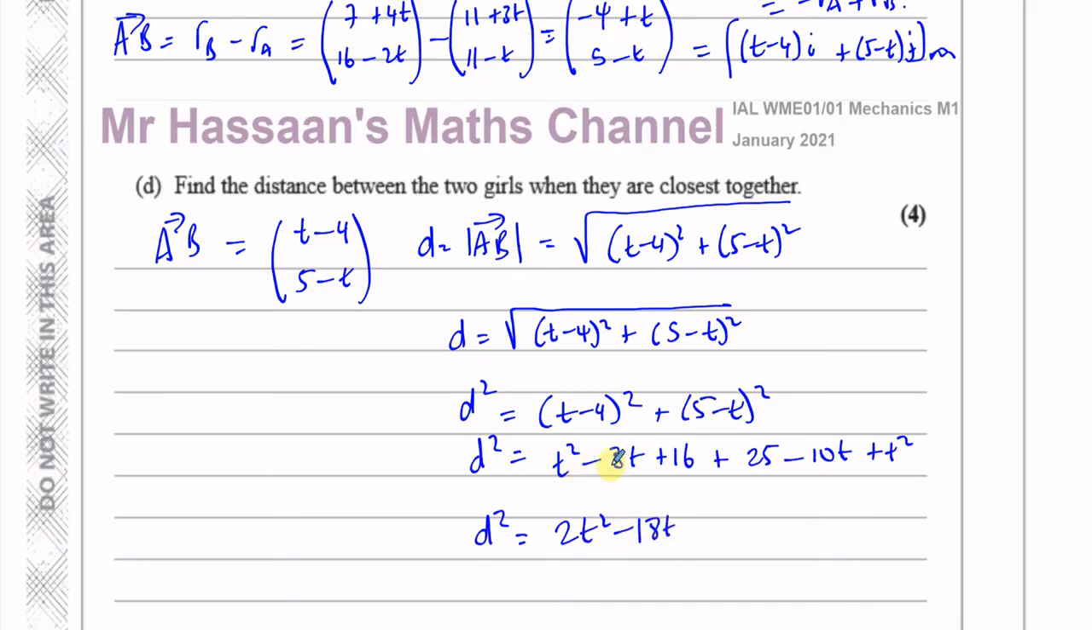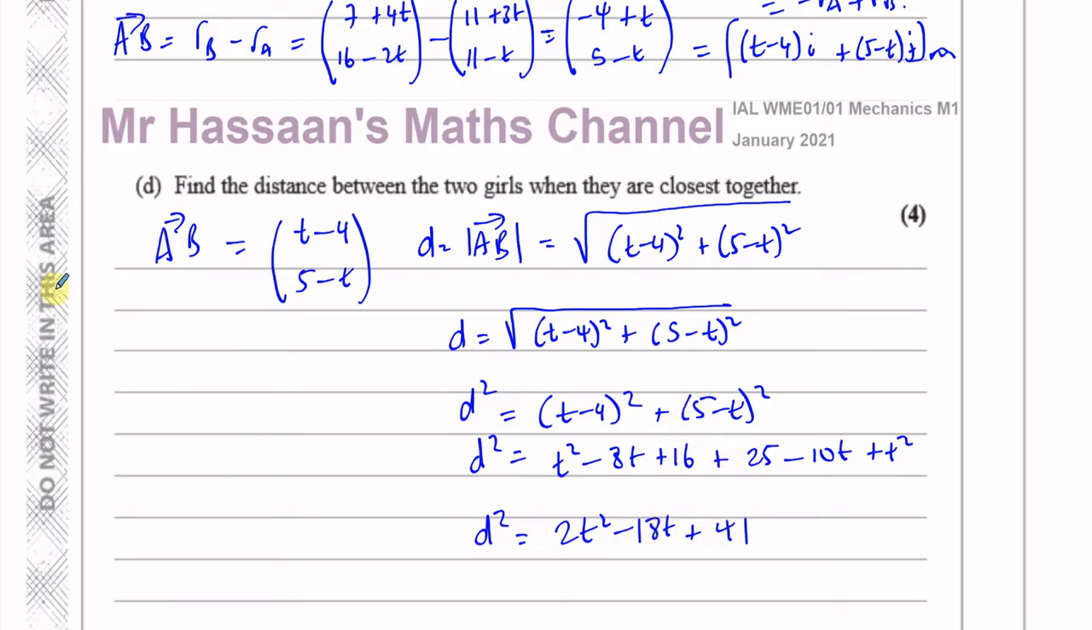plus 16 plus 25, that's going to be 41. 25 plus 16, that's 35 plus 6, 41. So you've got d² = 2t² − 18t + 41. Okay, that's right.